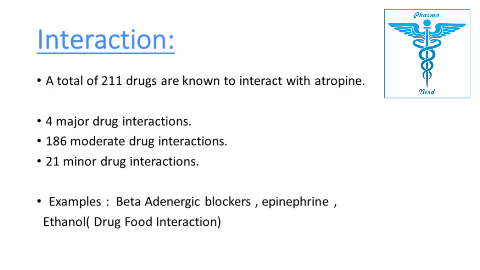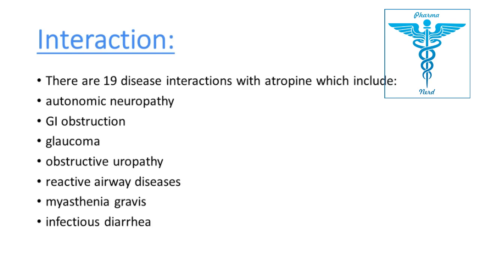Interactions: a total of 211 drugs are known to interact with atropine: 4 major interactions, 186 moderate interactions, 21 minor drug interactions. Examples: beta-adrenergic blockers and epinephrine. Ethanol is a drug-food interaction. There are 19 disease interactions with atropine, which include autonomic neuropathy, GI obstruction, glaucoma, obstructive uropathy, reactive airway disease, myasthenia gravis, infectious diarrhea.